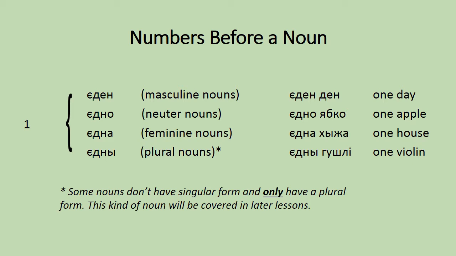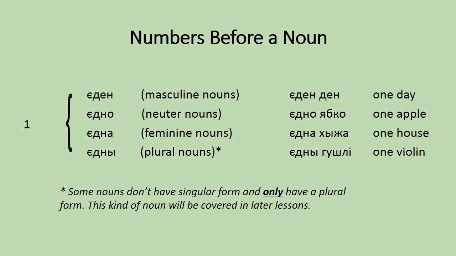Jedno. Jedno is used for neuter nouns. Jedno jabłko. 1 apple. Jedna. Jedna is used for feminine nouns. Jedna chyża. 1 house.